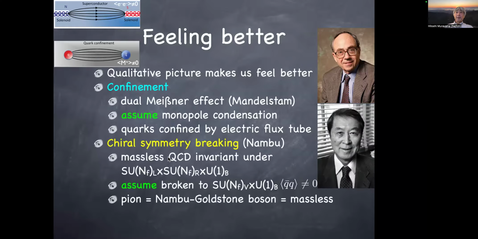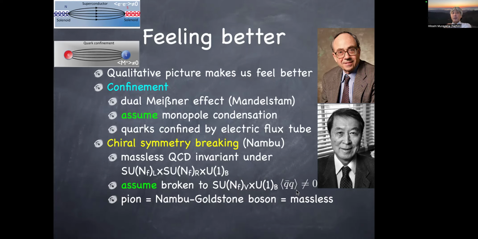And the same is true for chiral symmetry breaking. So massless QCD, we talked about this, is invariant under this flavor symmetry of rotating N_F flavors of the left-handed quarks and rotating N_F flavors of the right-handed quarks. There is also a baryon global symmetry. And we assume that this is broken to the diagonal subgroup SU(N_F) vector, which rotates the left-handed and right-handed quarks in the same way, because there is a condensate of this quark bilinear operator.